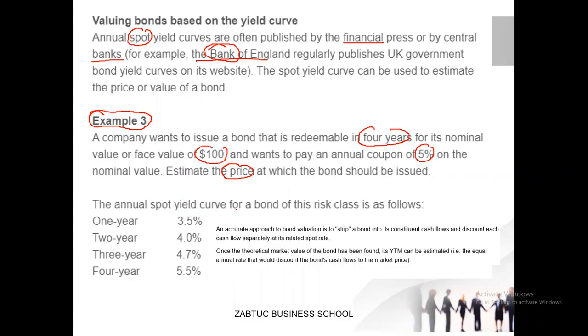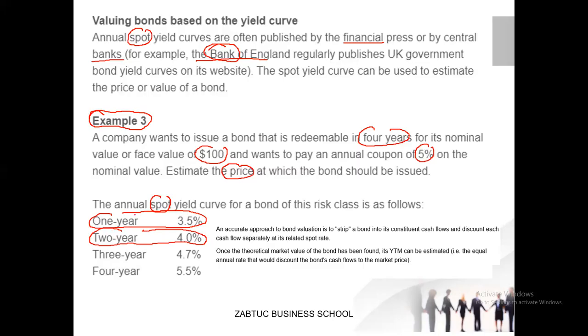The annual spot yield curve for a bond of this class is 3.5%, 4%, 4.7%, and 5.5%. Now, do you remember what a spot interest rate is? Are we able to interpret what this means? Let's interpret these spot yield curves.